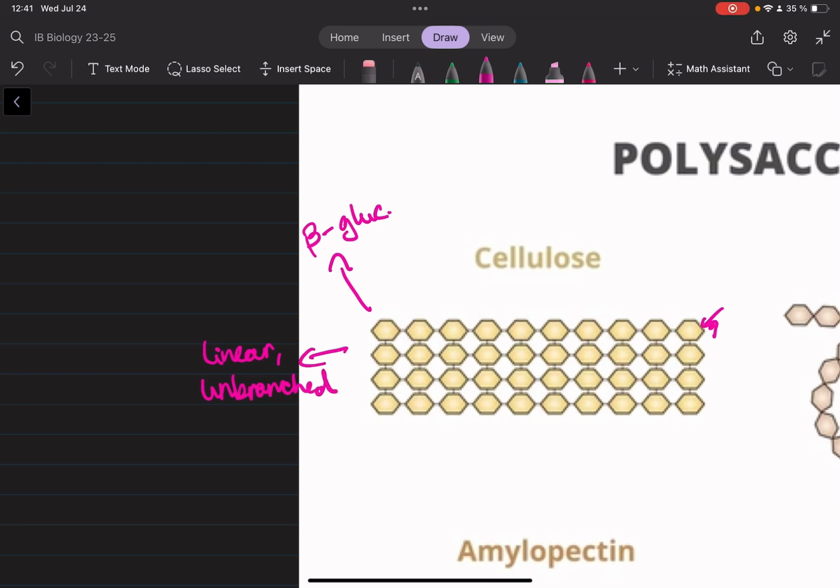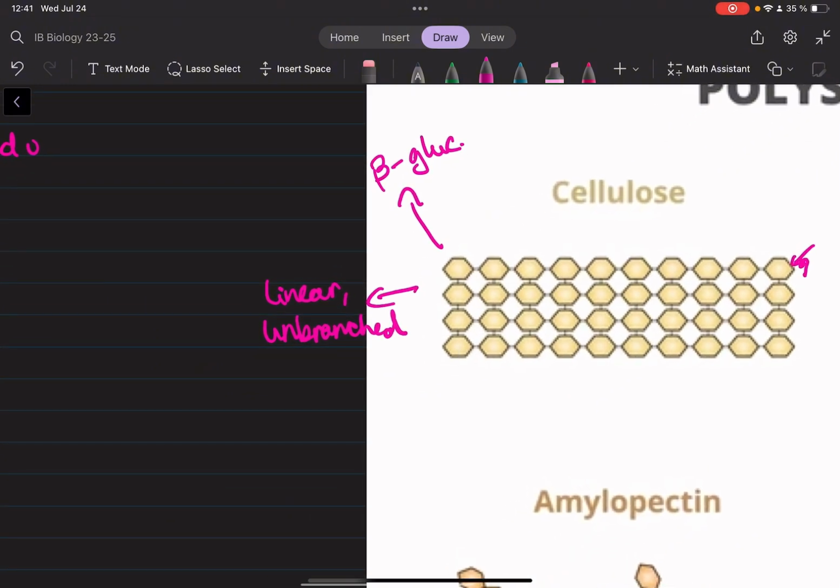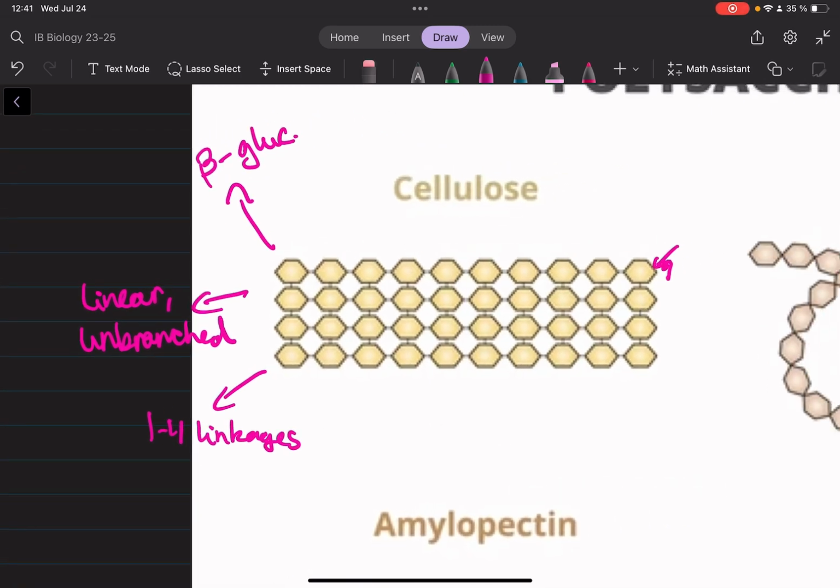So it's just a straight line of glucose and there's no branching off of it. So it's just a thick line of polysaccharides. And it's got 1 to 4 linkages. What I mean by linkages is the links between, or what carbons create the glycosidic bonds.